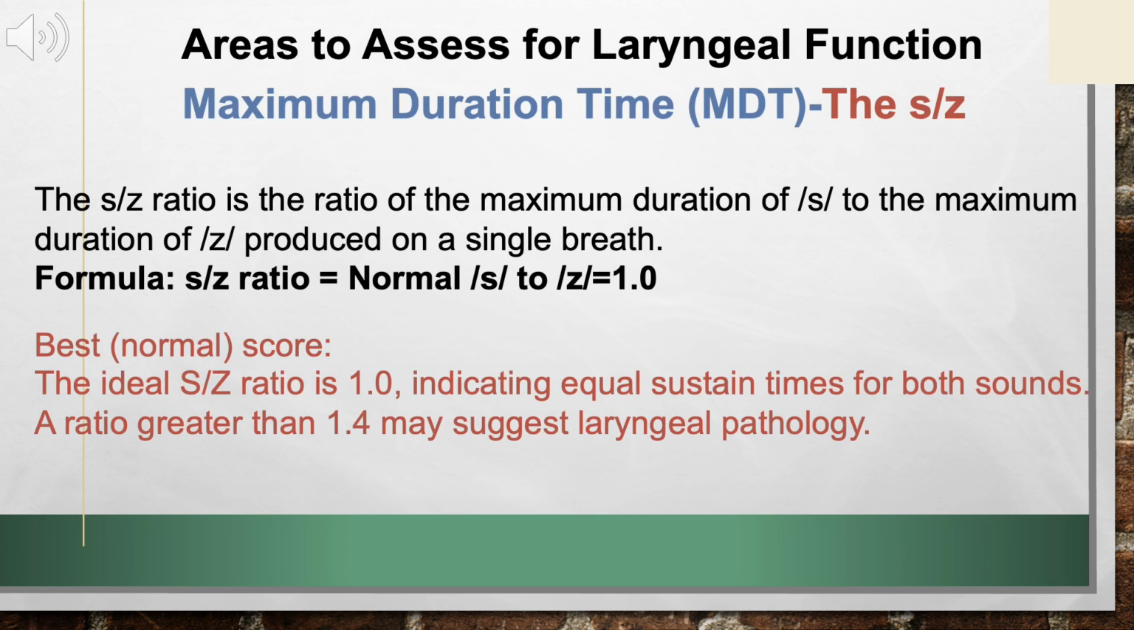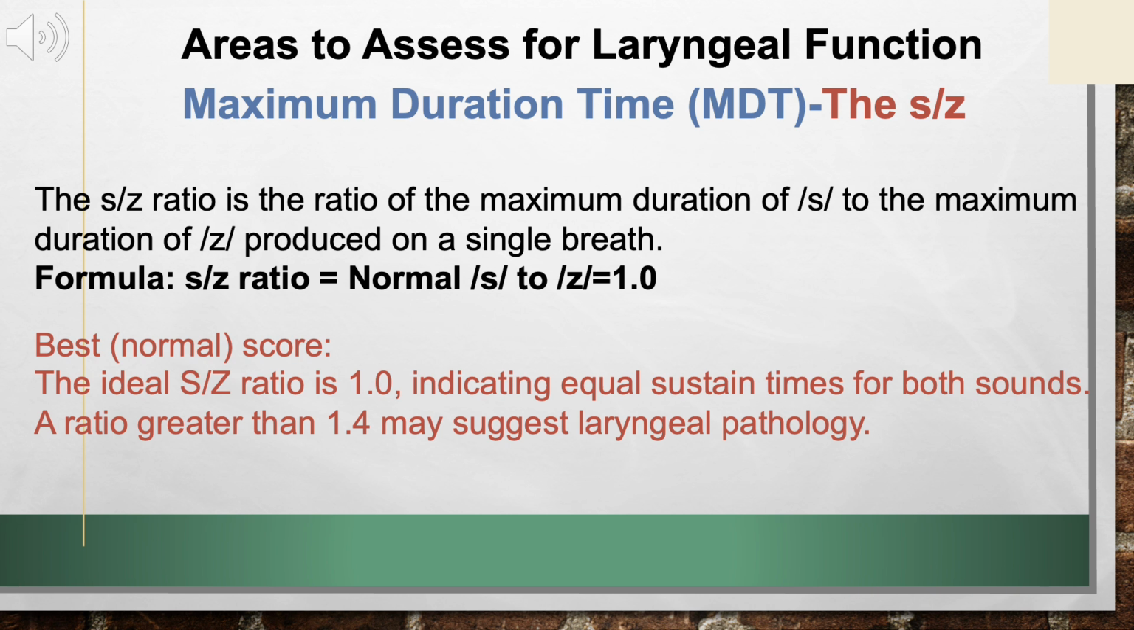The MDT ratio is a component of voice evaluation that compares the maximum duration a person can sustain the voiceless sound S versus the voiced sound Z. Normally, these durations should be nearly equal, resulting in a ratio close to 1.0, between 0.95 and 1.05. A significantly higher ratio above 1.4 may indicate laryngeal pathology, particularly inefficient vocal fold vibration or incomplete glottal closure.